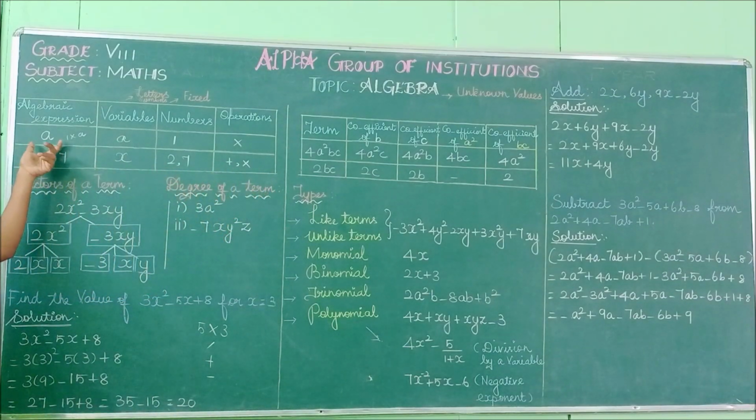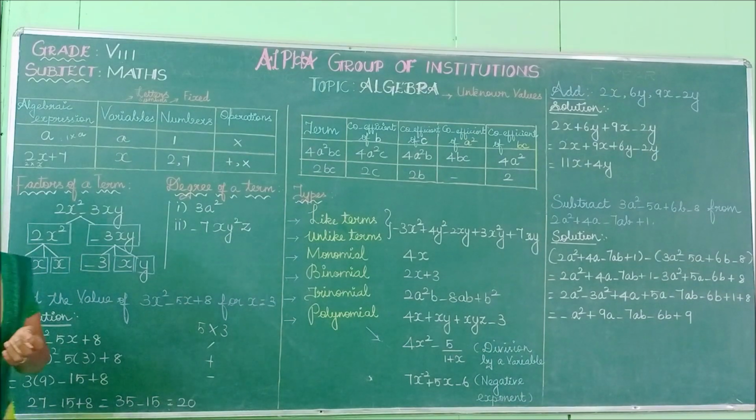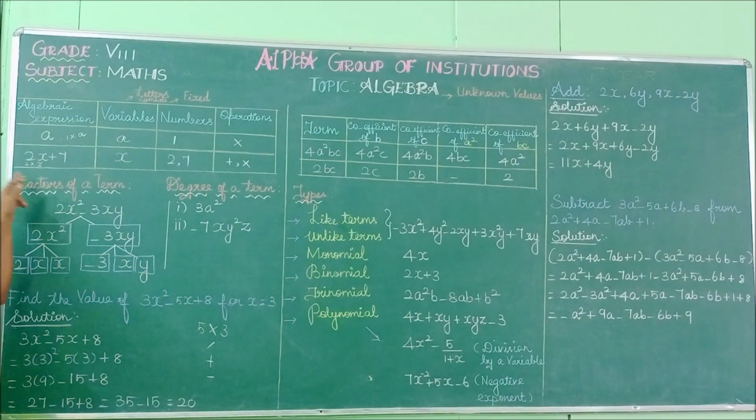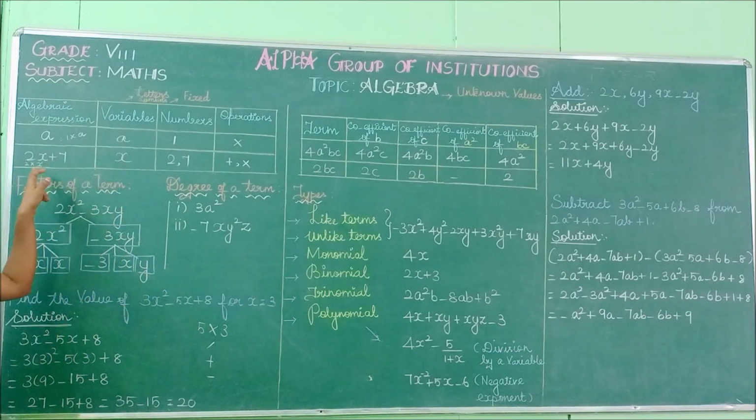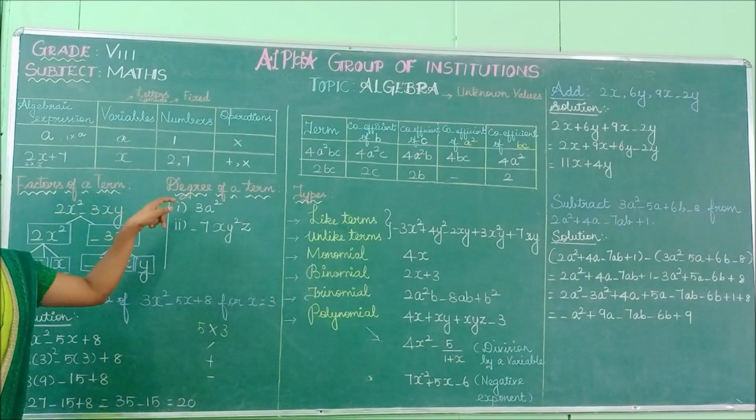So listen once again. A is the expression given here. You have to find the variable, number and operation. A can be written as 1 into A. Here 1 is the number, A is a variable, operation is multiplication. For the second example, 2x plus 7, this 2x can be written as 2 into x. So here 2 and 7 are the numbers, x is a variable, operations are plus, comma, multiplication.